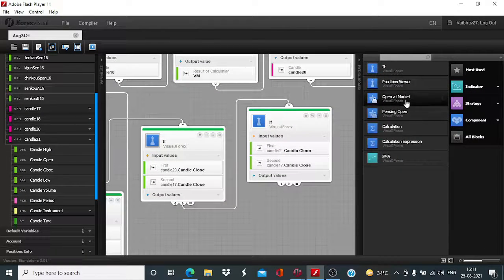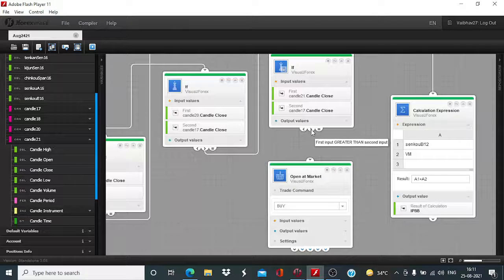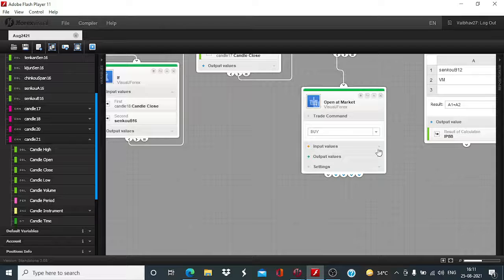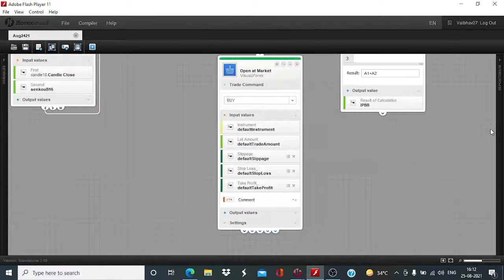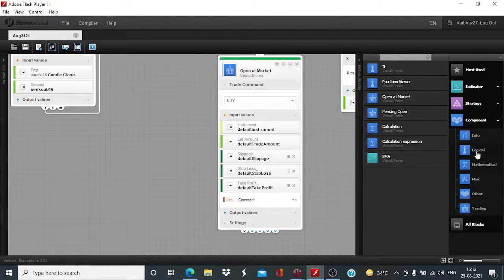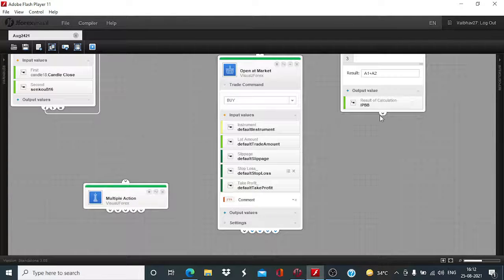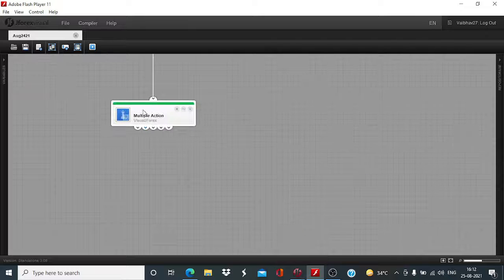After that, we bring in the open at market block, and in this case first input should have been less than second input, and this is going to create a new order by trade. Now let me take one more logical block, multiple action, and join it to this last calculation block and get it on the lower side.